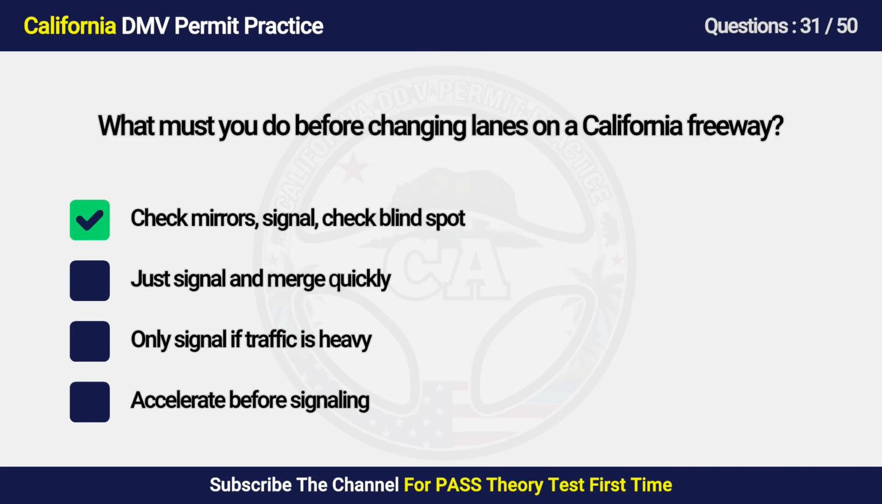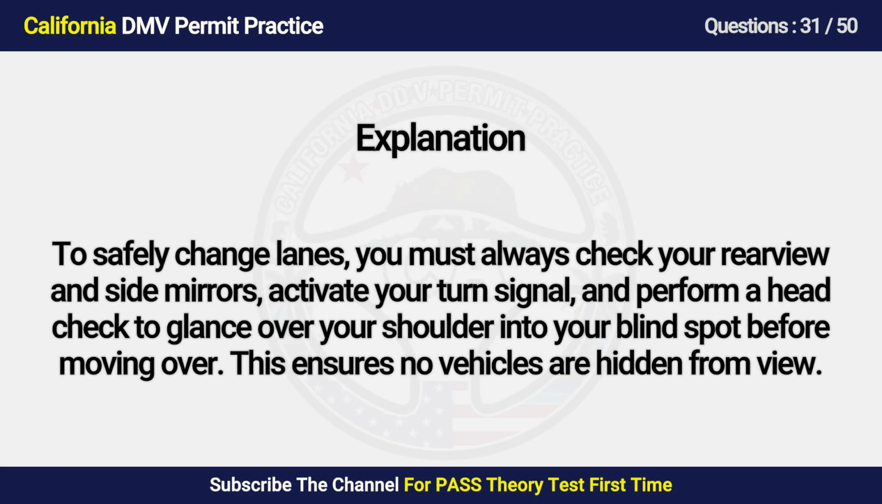Answer is A. Check mirrors. Signal. Check blind spot. To safely change lanes, you must always check your rearview and side mirrors, activate your turn signal, and perform a head check to glance over your shoulder into your blind spot before moving over. This ensures no vehicles are hidden from view.